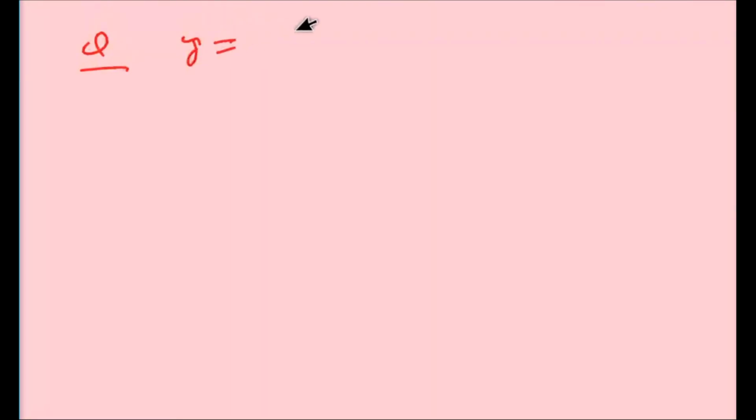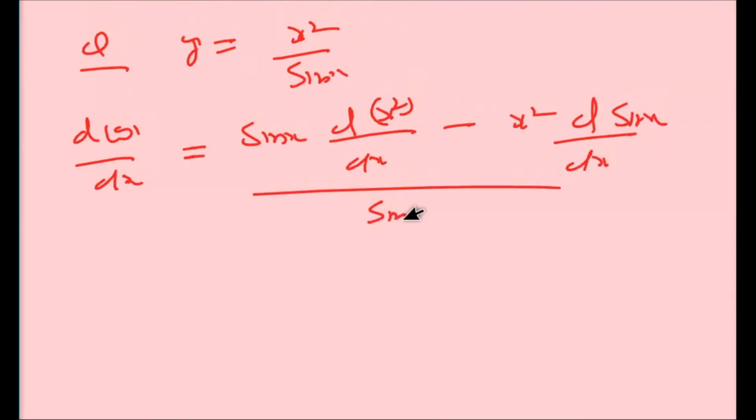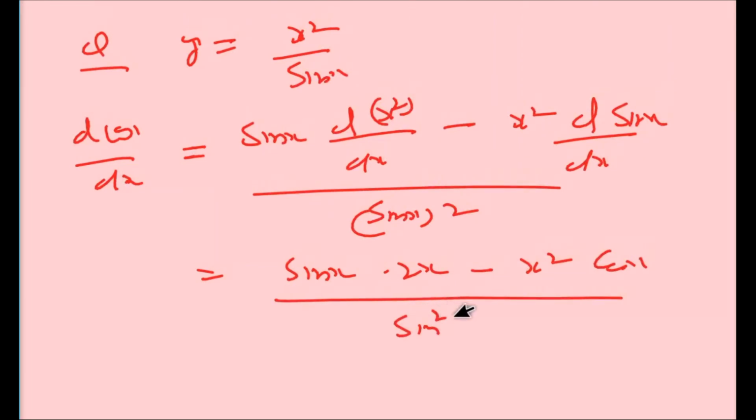Now the question is x square upon sin x. So using the division formula, we know the formula: denominator into differential of numerator minus numerator into differential of denominator upon square of denominator. Now again, okay, so go through exercises regularly, then you can find the answer very easily.